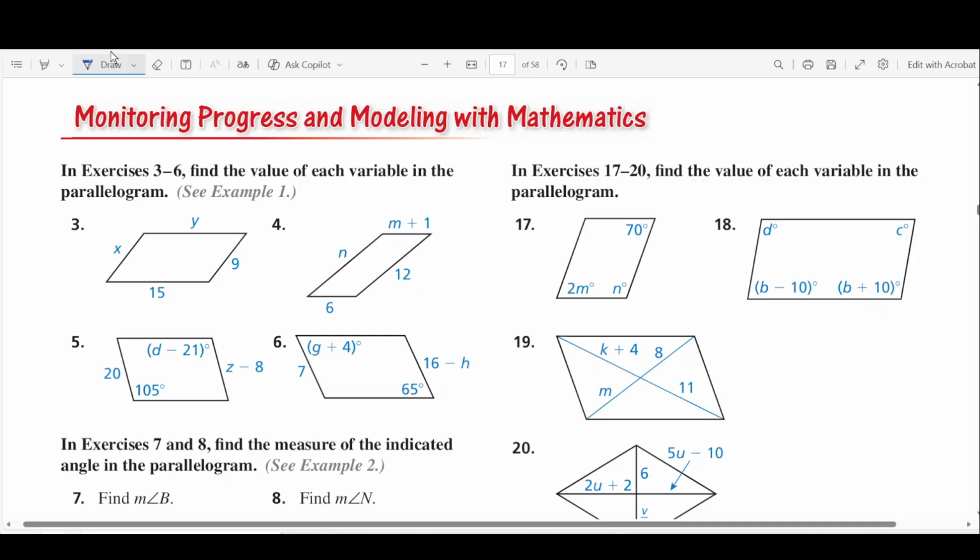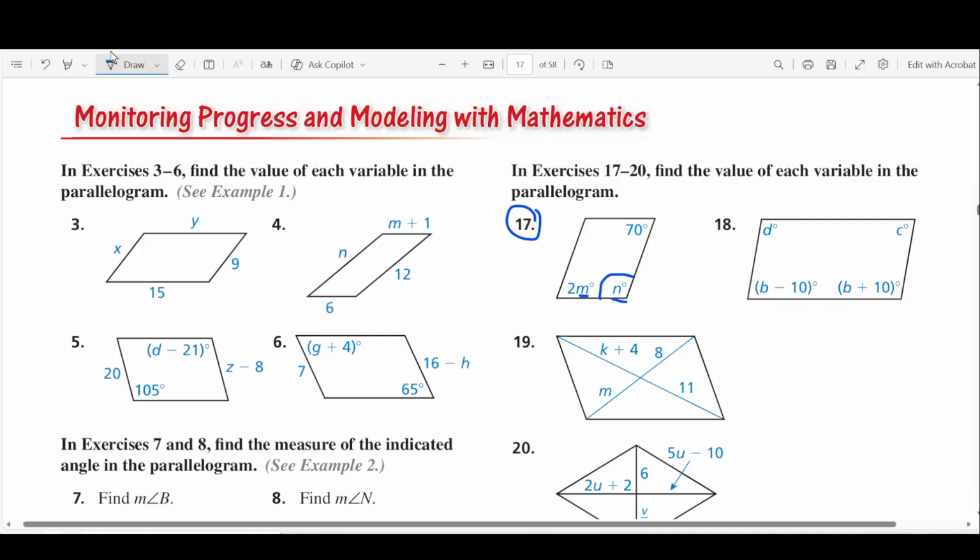Okay. Question number 17. Find the value of each variable. So you need to find m and n. These are parallelogram. Tell me how much is n. So 70 and 2M, they're parallel, so they're the same.